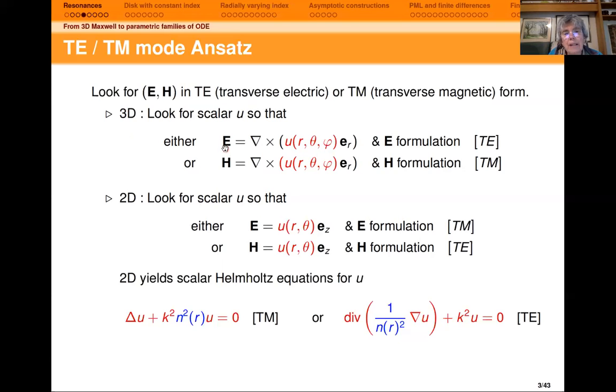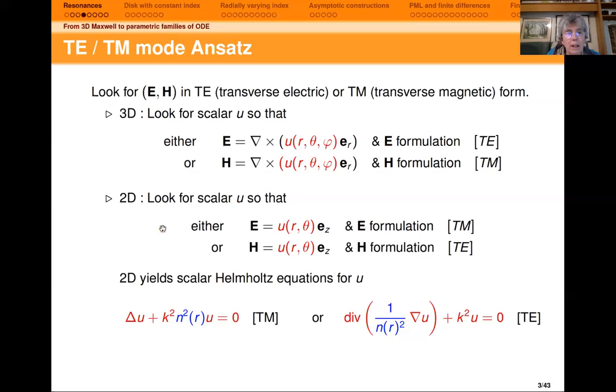for the electric field in the form of a curl of some scalar function multiplied by the vector, a unit vector in the radial direction. It is a TE mode, or you require the same, but for the magnetic field. This will be the transverse magnetic, the TM. So this is very coherent. It is E formulation, H formulation. In 2D, it is swapped.